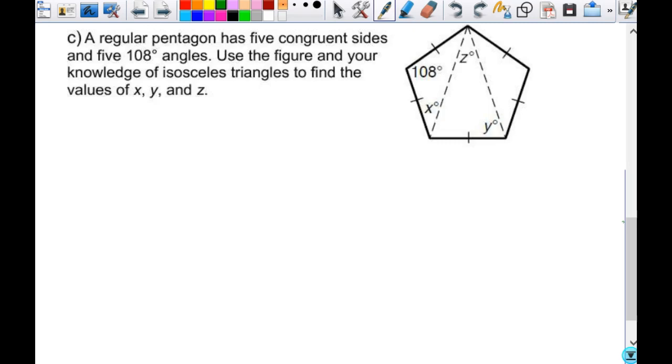So sometimes you're asked to do things you haven't done yet, but it doesn't matter because they give you so much information. And it actually says, use your knowledge of isosceles triangles. It's like giving you tons of information. It even tells you what direction to go. It doesn't just say, hey, find X, Y, and Z.